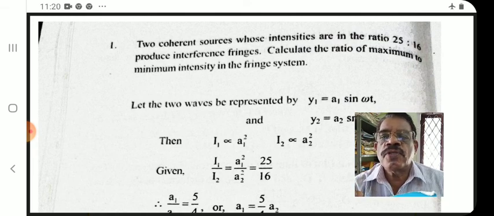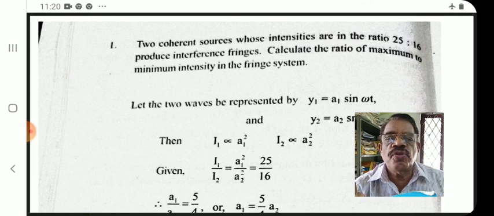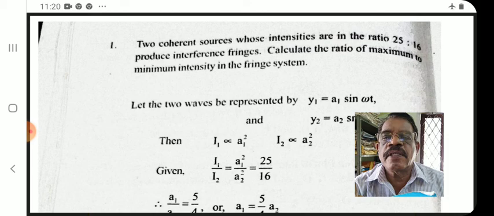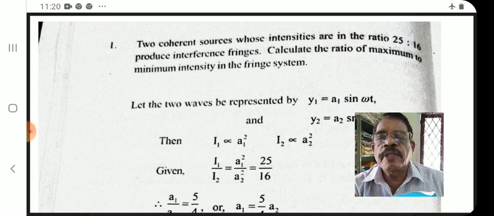Two coherent sources whose intensities are in the ratio 25:16. They produce interference fringes. Calculate the ratio of maximum brightness to minimum darkness intensity in the fringe system.